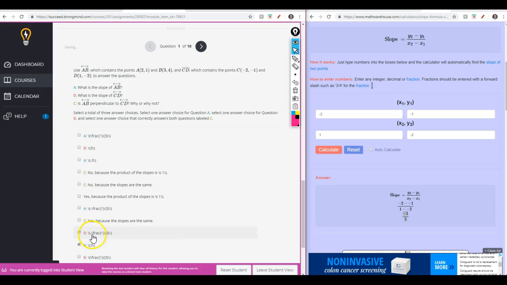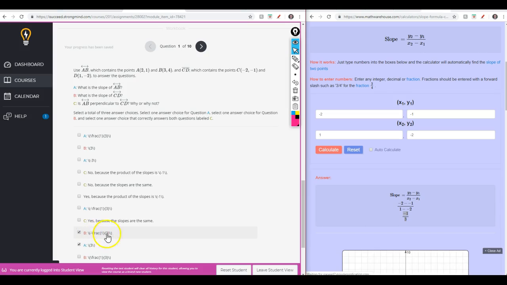So notice that mine's weird. It says "-frac 1/3." If yours looks like that, try refreshing it, and if that doesn't work, then fill out a tech ticket and see if the tech group can help you with that, because that is a technical issue. So that you're just aware of that.